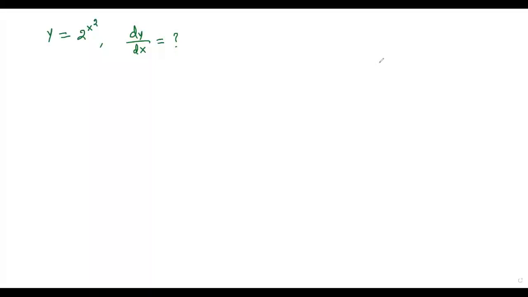Here we have a problem on derivative. There is a function y equals 2 to the power x square, and we have to find dy over dx. That is, we have to find the derivative of this function with respect to x.